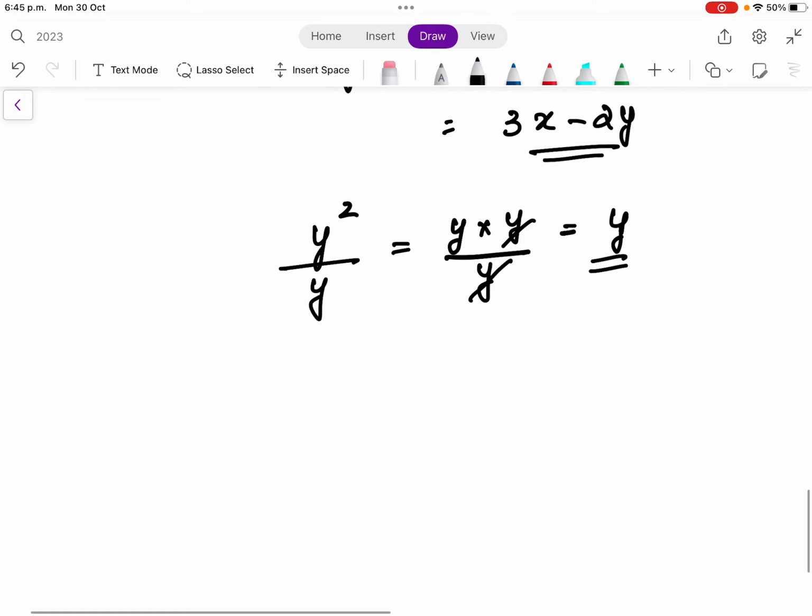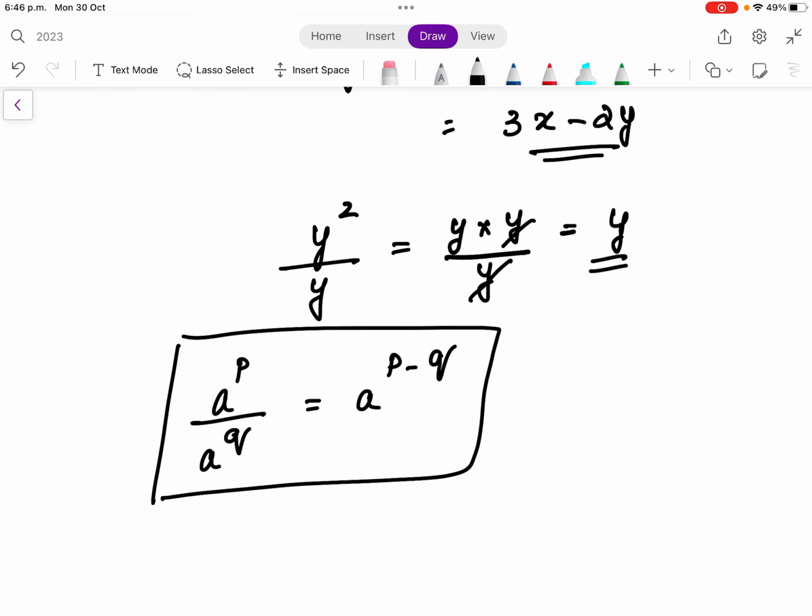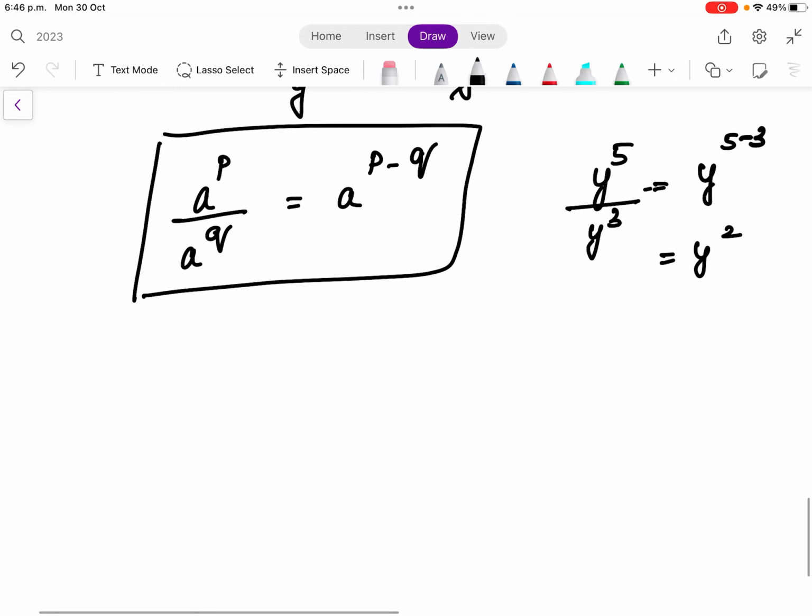Okay. Or as per the rules of indices, if you have a to the power of p over a to the power of q, I can write it as a to the power of p minus q. This is the rules of the indices. So as per this, you can do the calculation. In case you have y to the power of 5 divided by y to the power of 3, the answer will be y to the power of 5 minus 3, which is equal to y to the power of 2. This holds good for every fraction.